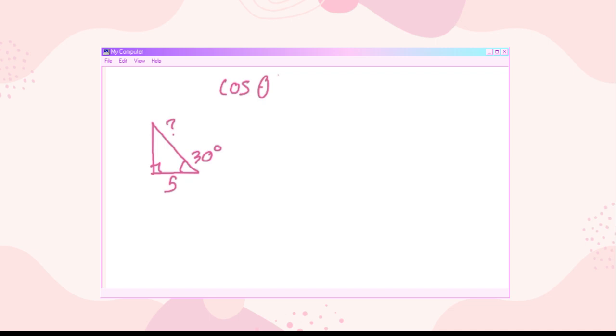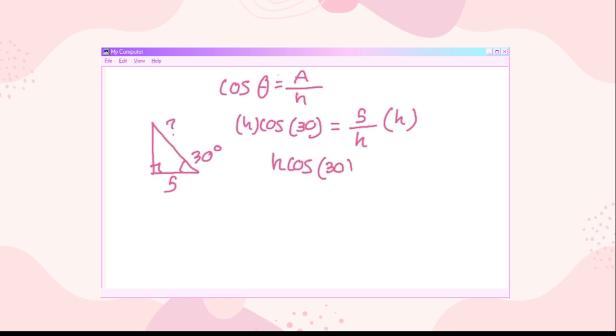Remember, cosine is adjacent over hypotenuse, so we set up the equation like this. Cosine of theta is equal to adjacent over hypotenuse. By plugging in the numbers, we get cosine of 30 is equal to 5 over hypotenuse. Now, to solve for the hypotenuse, we'll have to rearrange the equation. We can multiply both sides by the hypotenuse to get it out of the denominator. This would give us hypotenuse times the cosine of 30 equals 5.